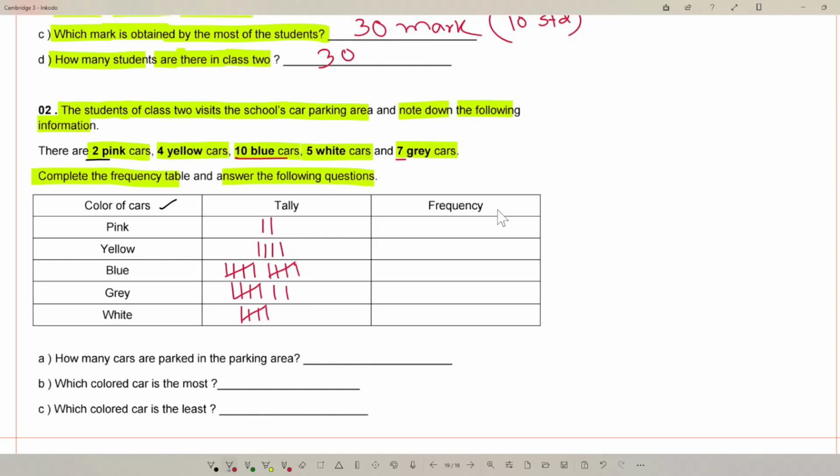So from this tally we can write the frequency. Here is 2, here is 4, here is 10, 5 and 1 on 2, it means 7, and finally this is 5. Very simple. Now our question: how many cars are parked in the parking area? If we calculate the frequency, the number of cars is 2 plus 4 is 6, 6 plus 10 is 16, 16 plus 7 is 23, 23 plus 5 is 28.